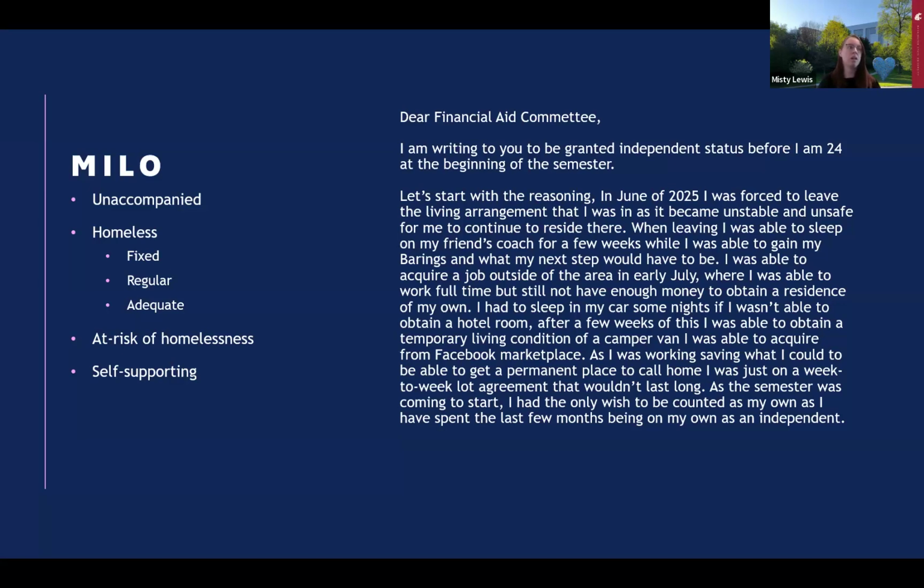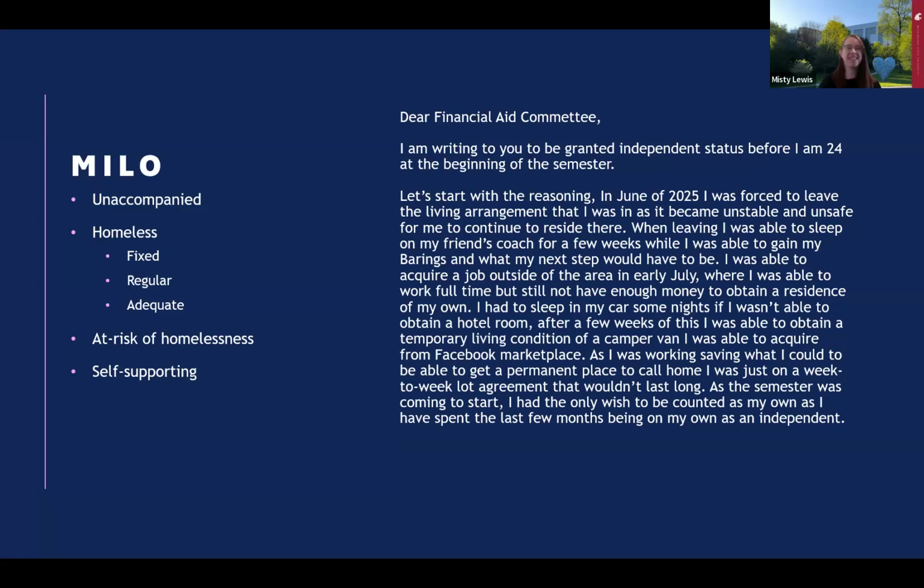So is the student unaccompanied? You can put it in the chat or just shout at me. It's all good. I believe he's unaccompanied. Yes, he is unaccompanied. Okay, so is their housing arrangement fixed? No, it's not fixed.